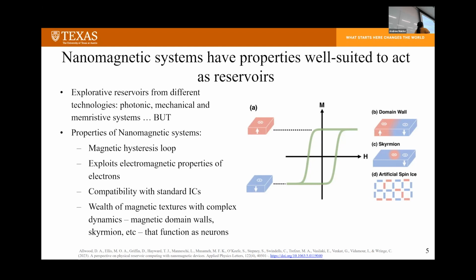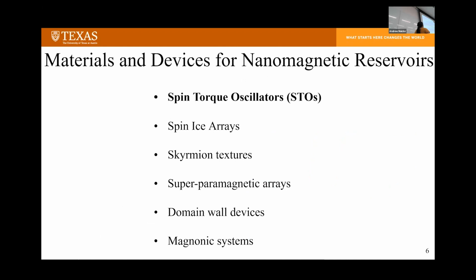Now, there are several devices that we can use as a nanomagnetic reservoir. But for the remainder of this presentation, I'll mainly focus on the spin torque oscillator and some of the experimental results that researchers have already achieved using this device.